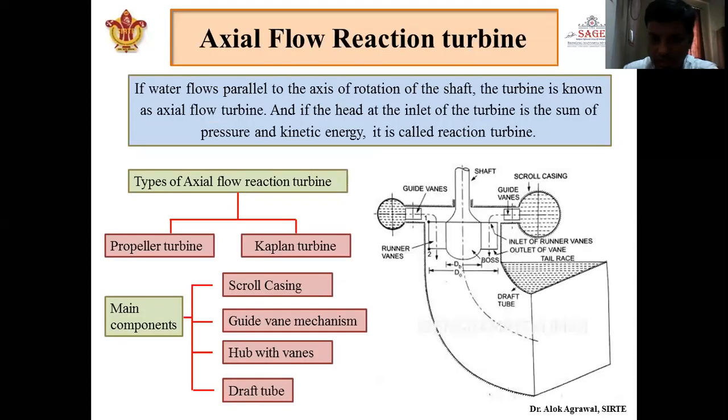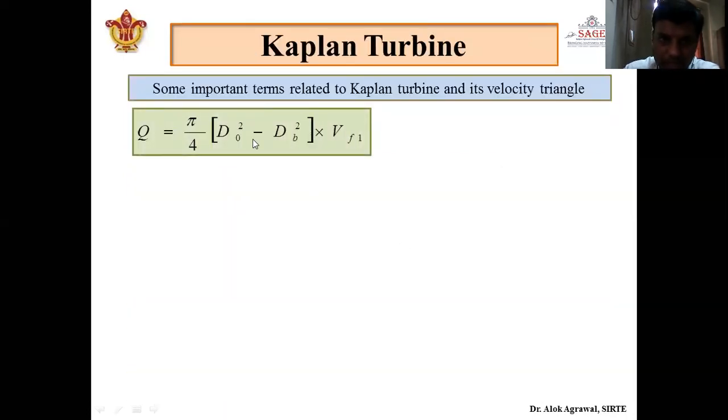It can be seen from this figure again. See, water is coming from guide vanes like this, and going downward. So what is the area available for water to flow? The total area minus the area captured by this boss. The total area is pi by 4 d0 square, and the area captured by the boss is pi by 4 db square. The difference between the two areas is the area available for water to flow. So the area available for water, pi by 4 (d0 square minus db square), into velocity of flow, will be Q.